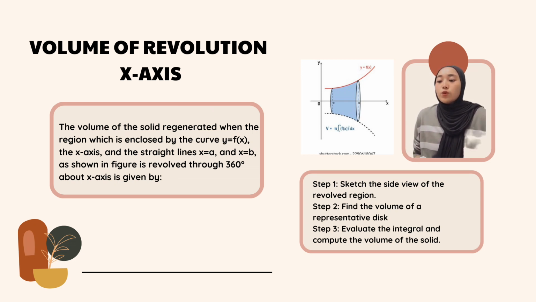You can find the volume using the volume formula like I mentioned before, which is pi integral a to b of f(x) squared. Then evaluate the integral and compute the volume of the solid. And don't forget to write the unit and you're done.